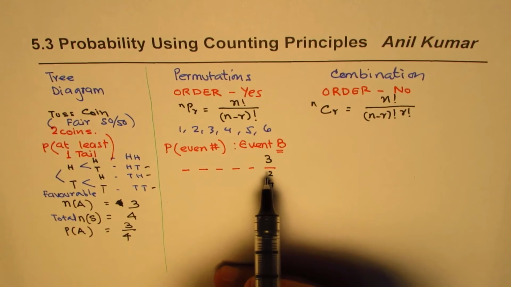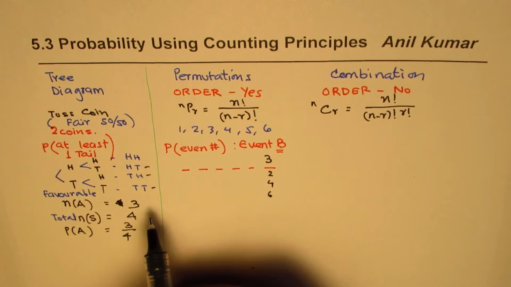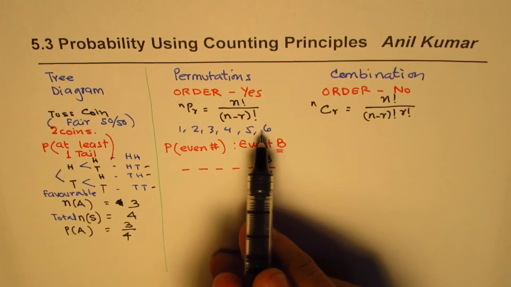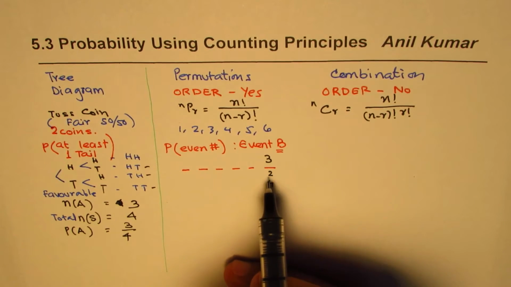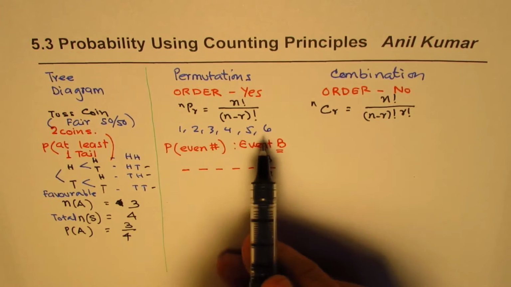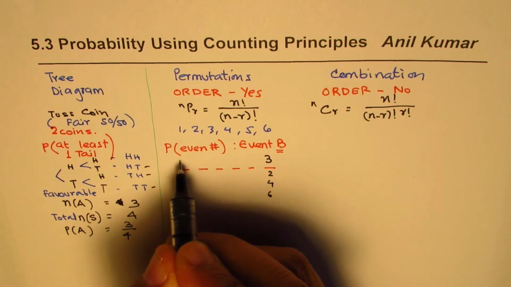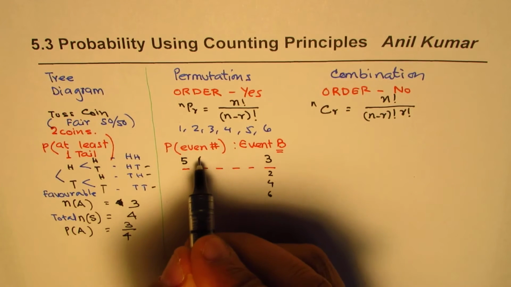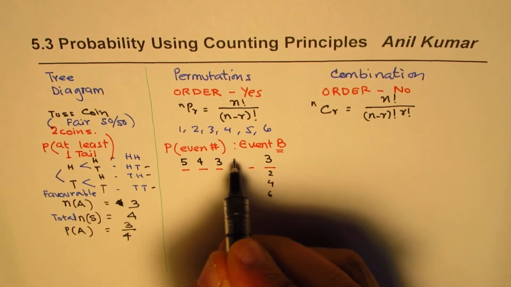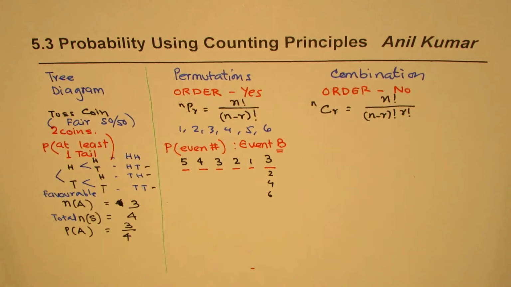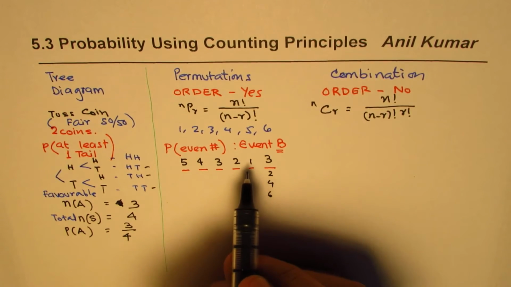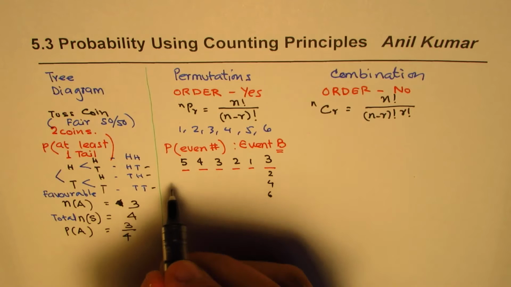Now, in how many ways can you fill the other positions? If you filled one position out of 6, you're left with 5 numbers. So let's say any one of them has been filled, you're left with 5 numbers. You can place 5 numbers here. Once you use one, you're left with 4, then 3, then 2, and then 1. So these are the options for you. Multiplying this, we get the favorable ways for arranging or permutation of these numbers.